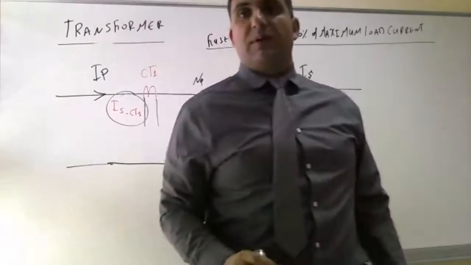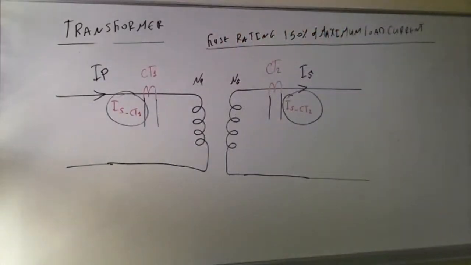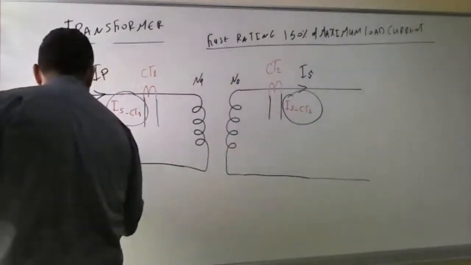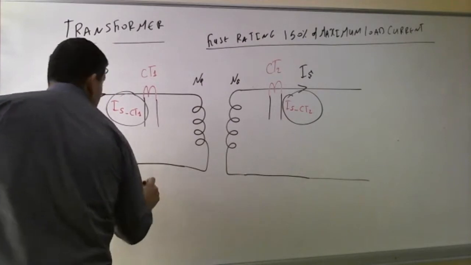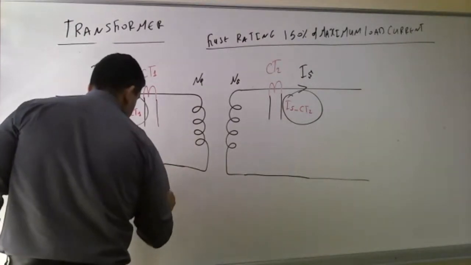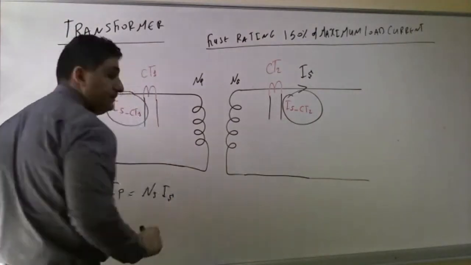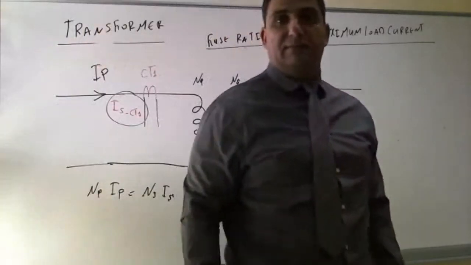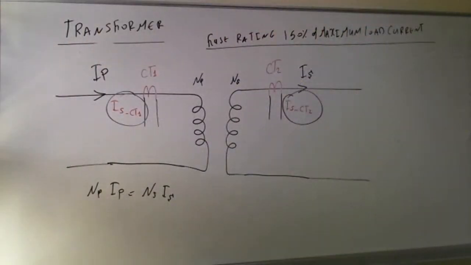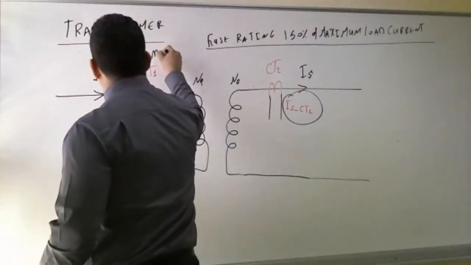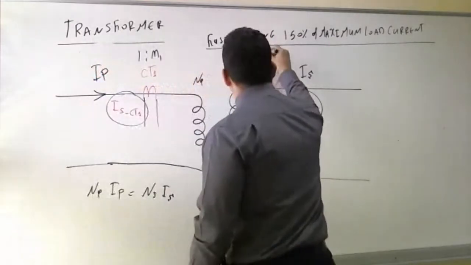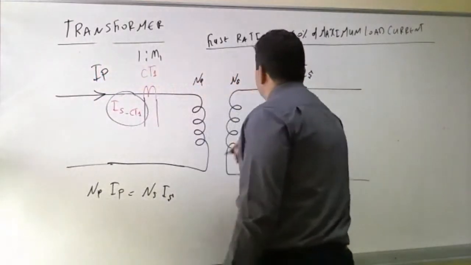Do you remember the transformer relation between the primary current, the secondary current, N1 and N2? We have N primary times I primary equal to N secondary times I secondary. Is that correct? When I come to CT, we know the ratio. I can have a CT ratio of this one. This will be 1 to N2 for CT1.